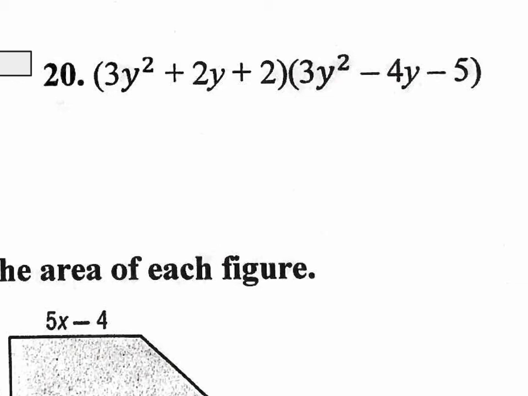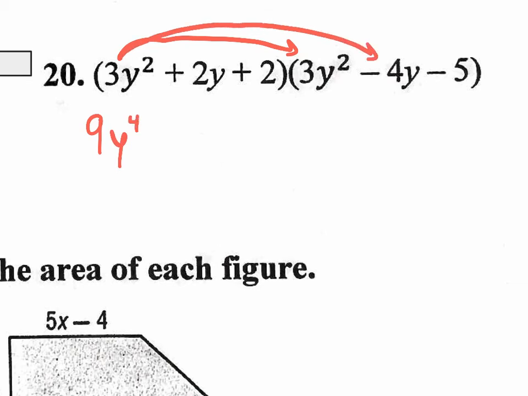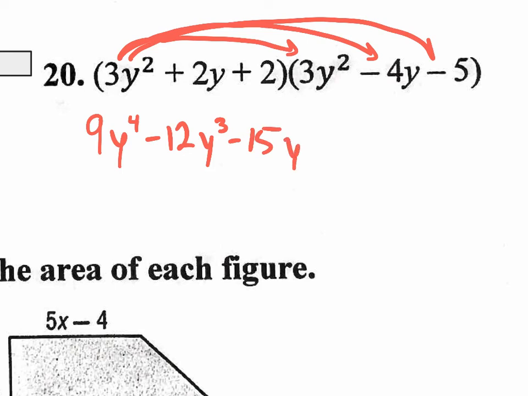Let's go 3y squared times 3y squared. What do I get? 9y to the fourth. That's right. And then how about 3y squared times negative 4y? Negative 12y to the third. And then 3y squared times negative 5. Negative 15y squared. Okay, great. We've distributed one term. This is going to be very long. Let's distribute the next term.